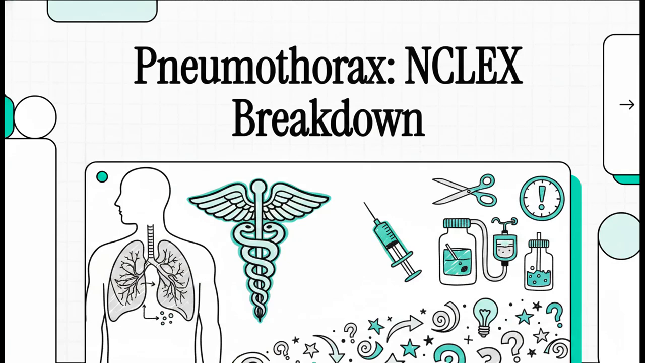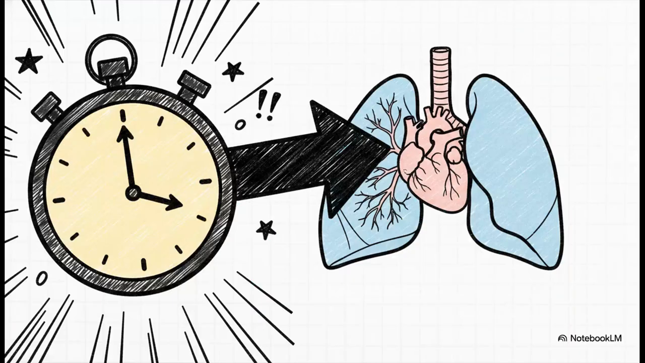A lung just collapsed, and if the trachea is shifting away from it, you have seconds, not minutes. Welcome to this rapid-fire clinical breakdown. Today we're targeting a massively tested NCLEX topic, pneumothorax. We're totally stripping away the textbook fluff here to give you the exact, high-yield tools you need to crush this exam. Listen, I really want you to internalize this life-or-death scenario right now.